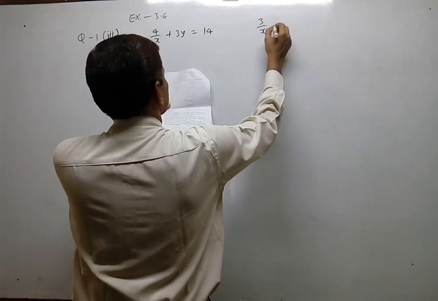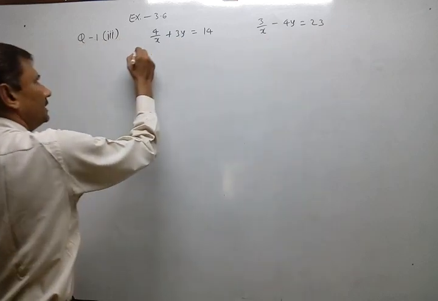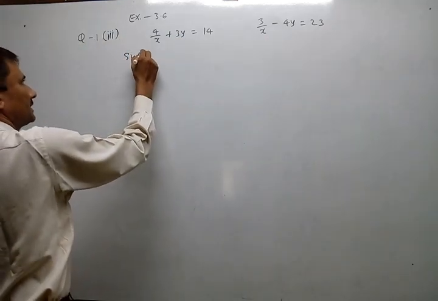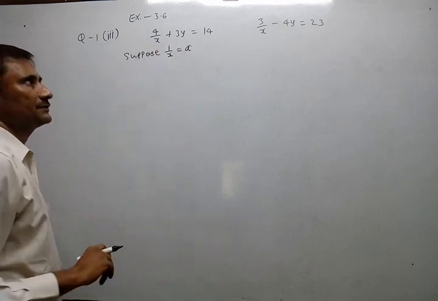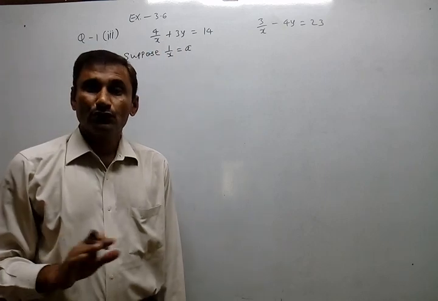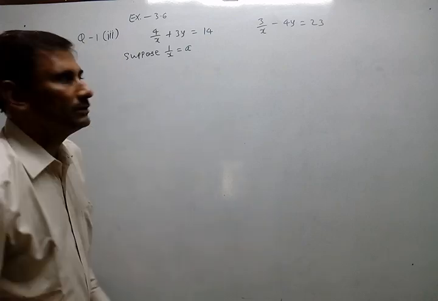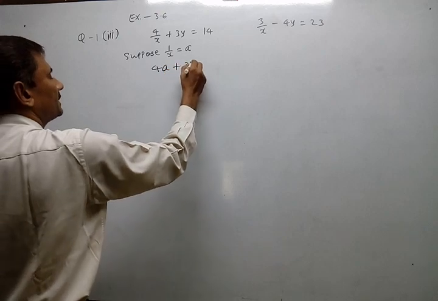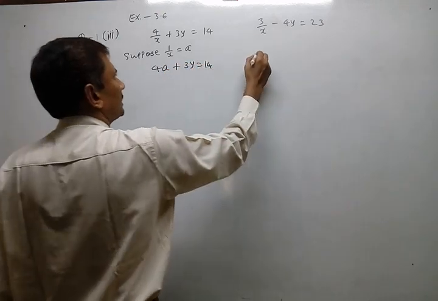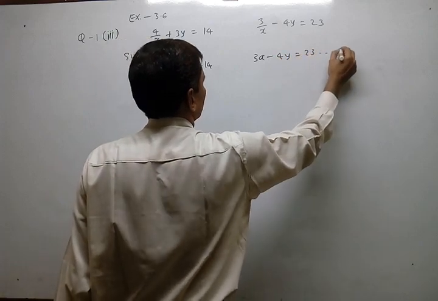3 by x minus 4y equal to 23. Okay, so suppose only 1 by x equal to a. Only one supposition because y's degree is 1. So no need to replace y by any new variable. So our equation becomes 4a plus 3y equal to 14 and 3a minus 4y equal to 23. Equation number 1 and 2.